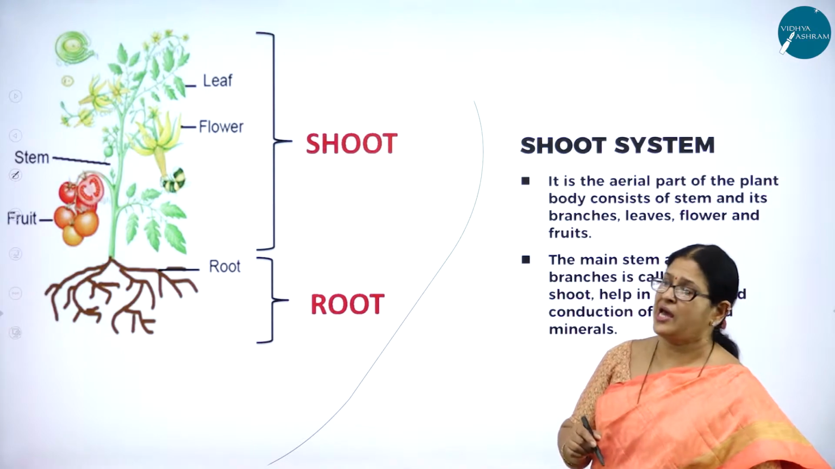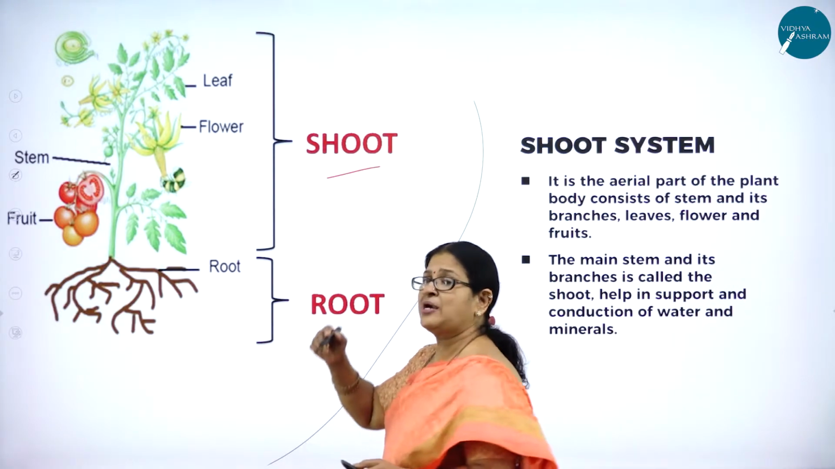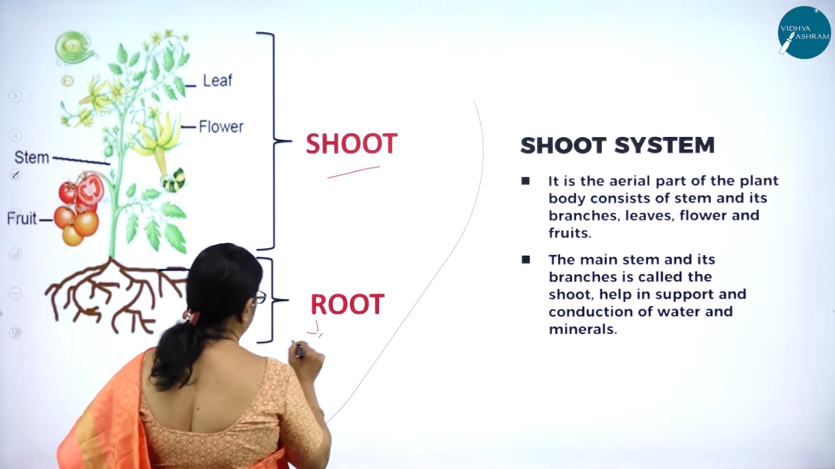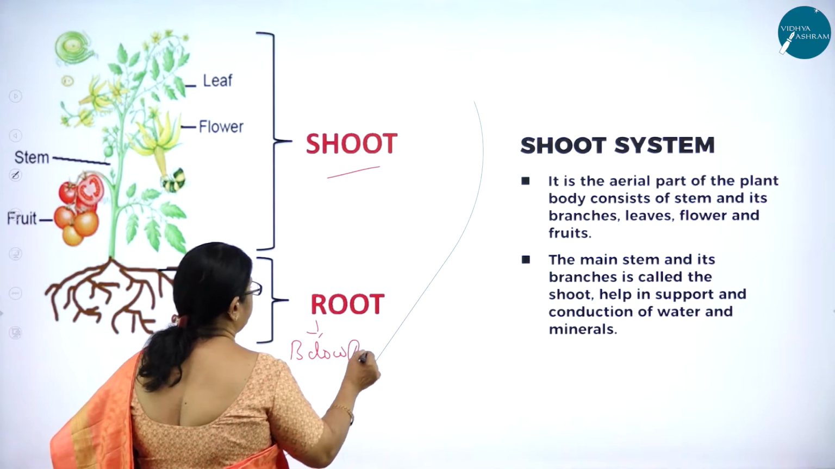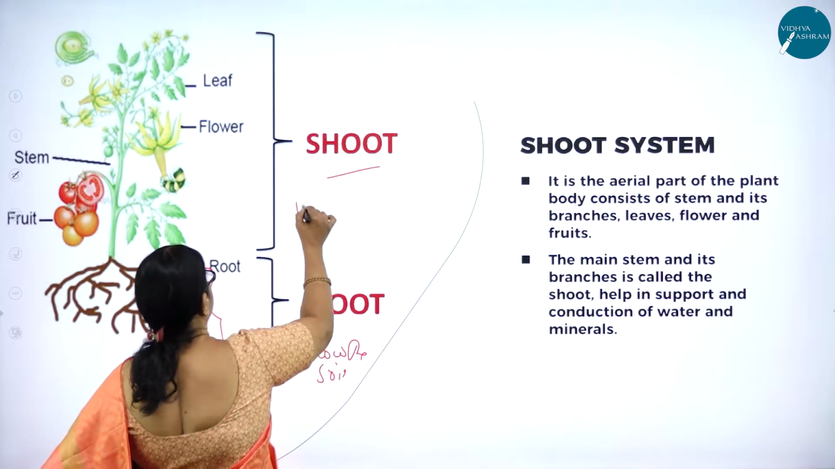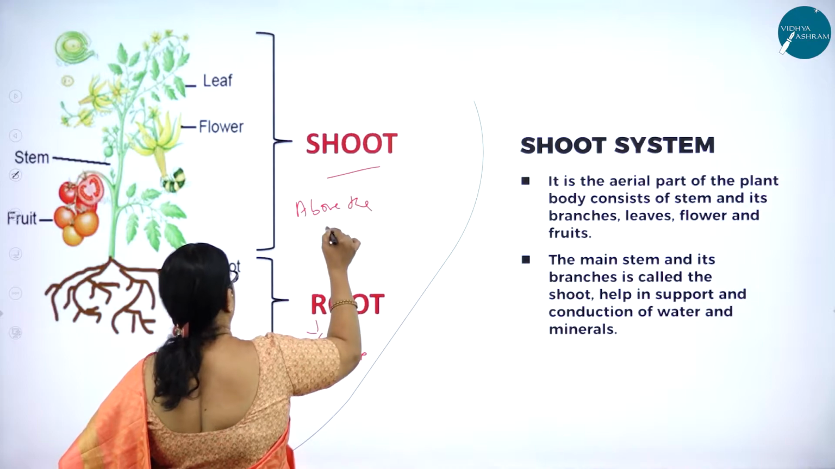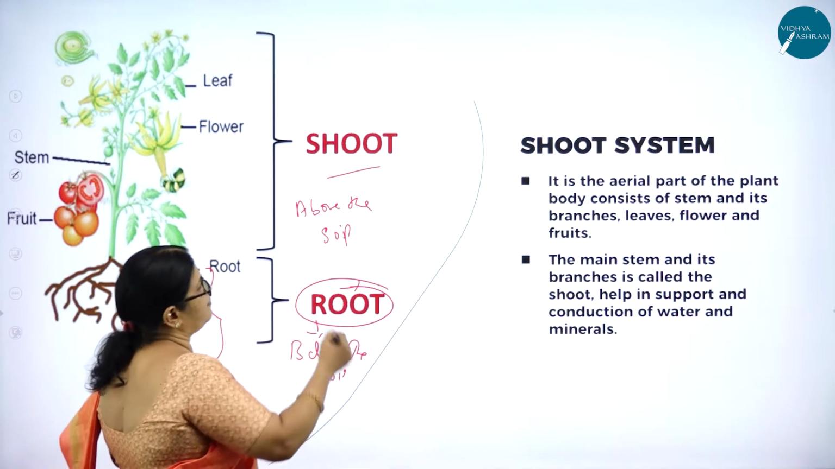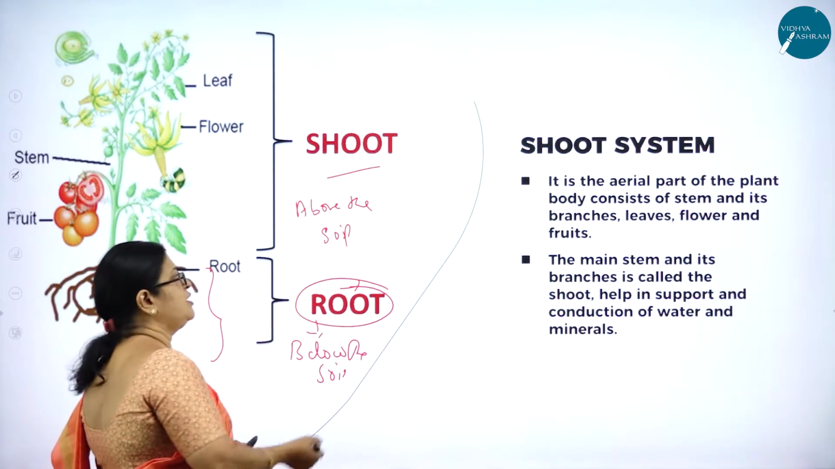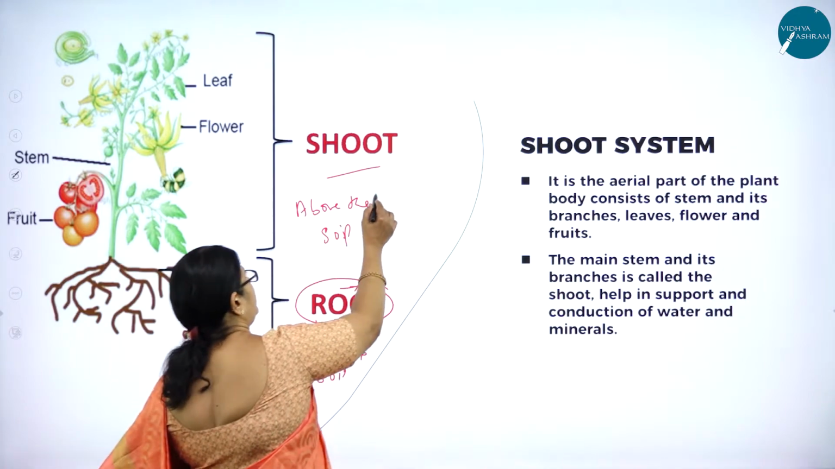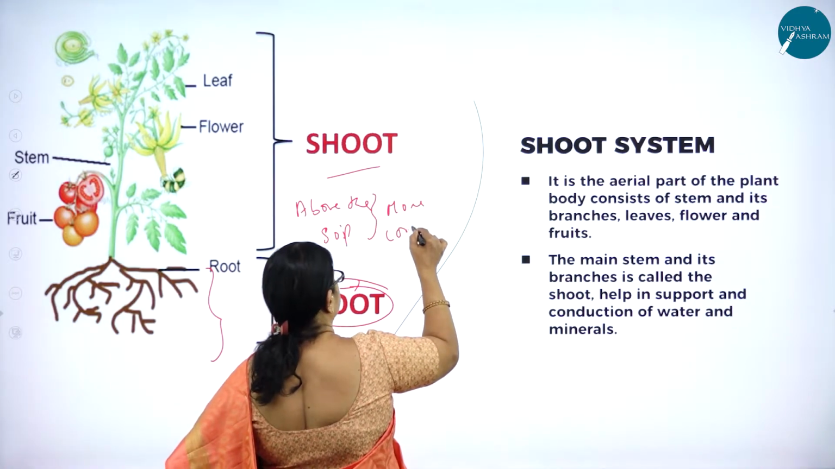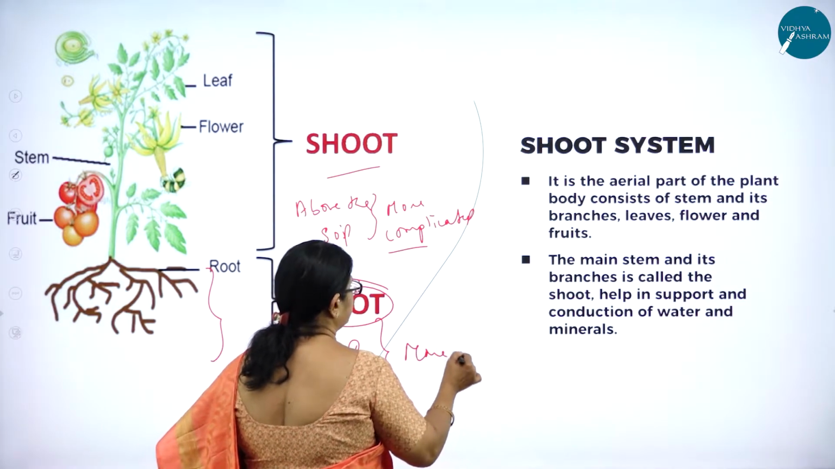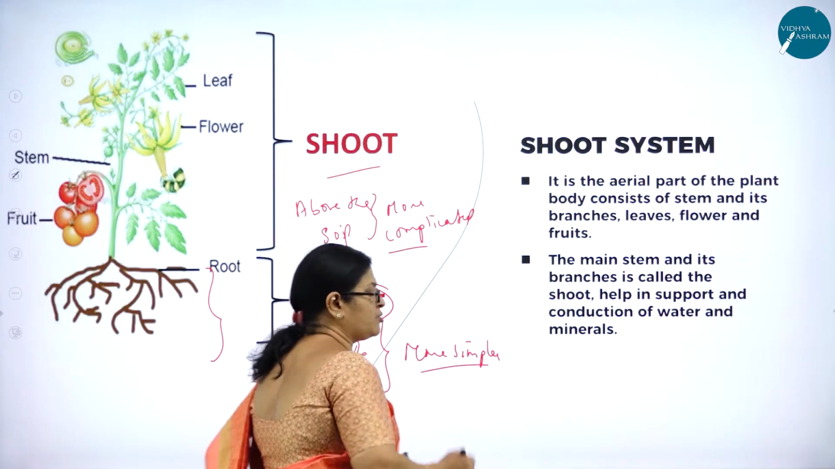In today's session, I am going to deal with the part which grows above the soil. So this is the part which is below the soil, and this is the part which is above the soil. The part which grows below the soil we call root, and the part which grows above the soil we call shoot or the shoot system, which is more complicated, and this is simpler. Why do we call the root system simpler?